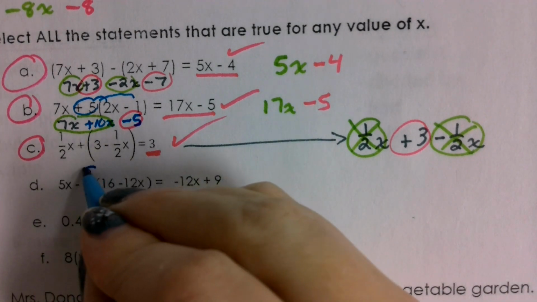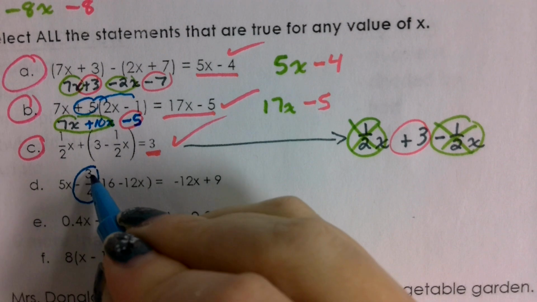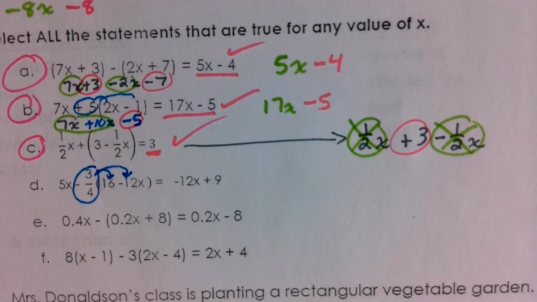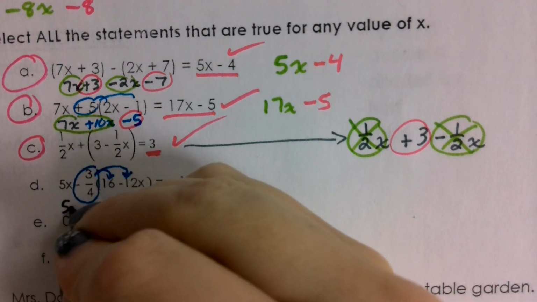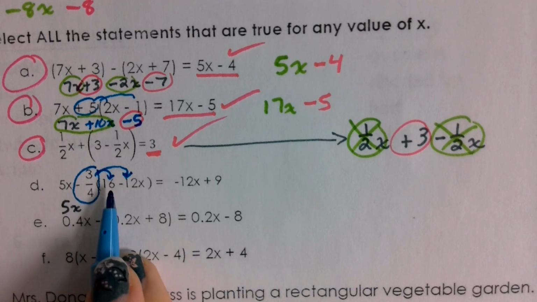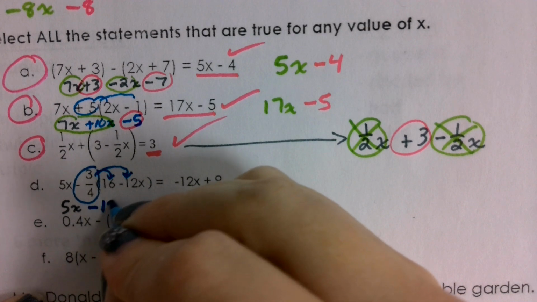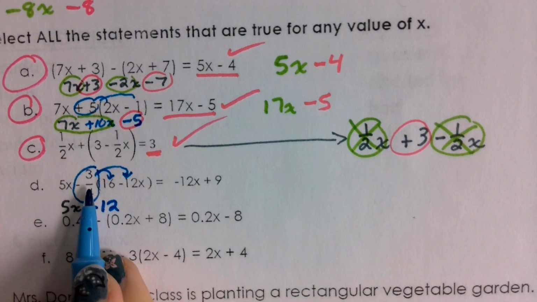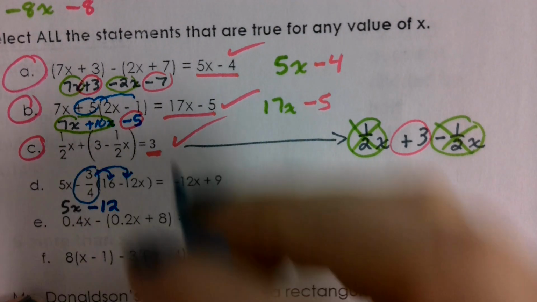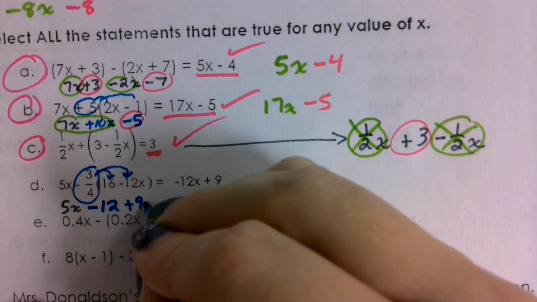All right, if I distribute here, I'm going to distribute a negative 3/4 to the 16 and to this negative 12x. The 5x is not going to change at all. It's just going to stay a 5x. Negative 3/4 times 16 is going to come out to a negative 12. Negative 3/4 times negative 12x is going to come out to a positive 9x.